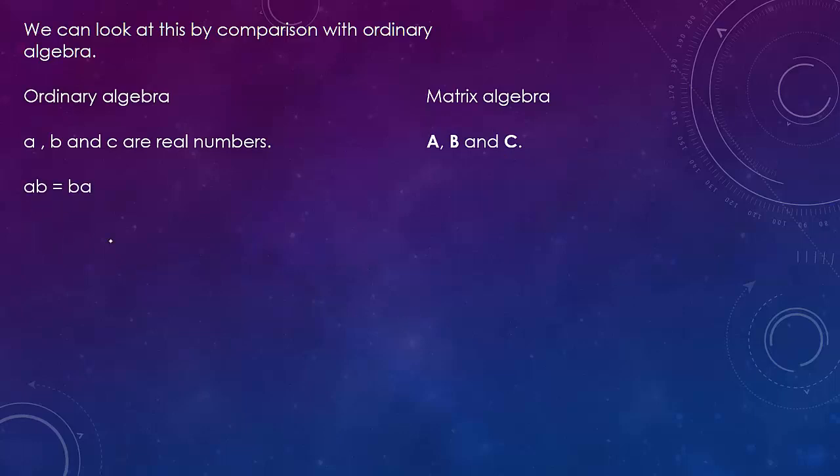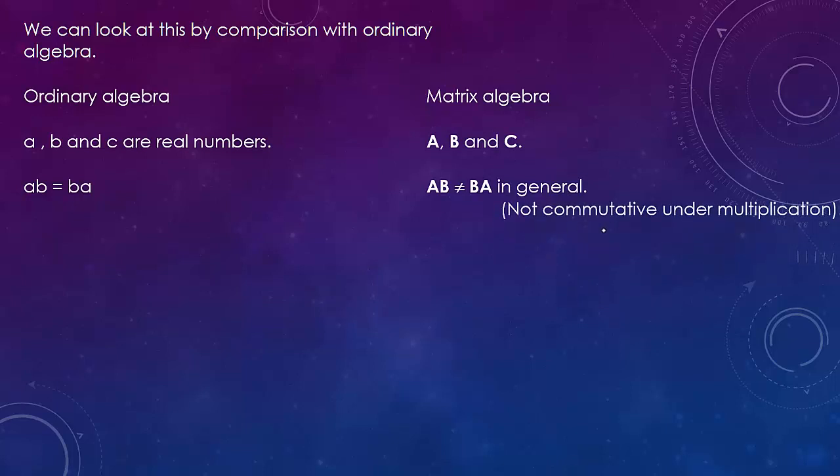AB is always equal to BA. We know that 3 times 4 is equal to 4 times 3, for example. AB is not equal to BA in general, and we've seen this. So they're not commutative under multiplication. Not only that, in the work we've done so far, we've seen that we might be able to do AB and form a matrix, and we might not be able to do BA, or we may end up with matrices of different order. So AB in general is not equal to BA, even if they are of the same order.